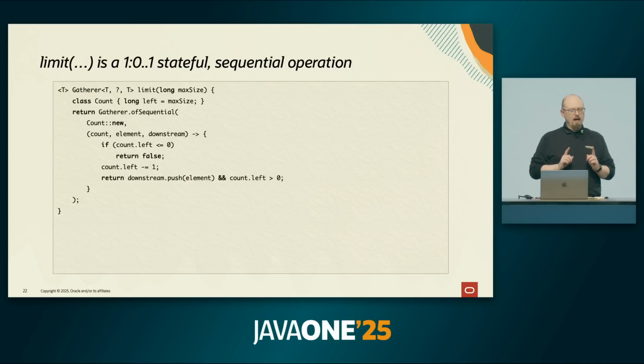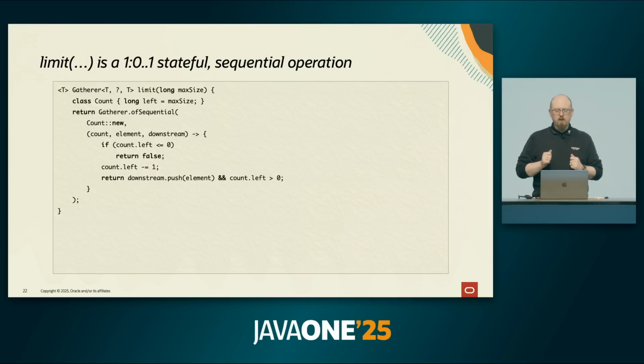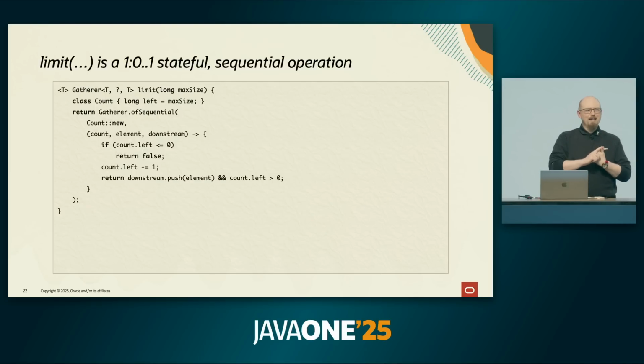And now we have to decide whether this operation is a sequential operation or not. Because remember, if we're not sequential and we're stateful, what does that mean? What counts are we keeping track of, and how would we merge the counts together? Limit is an inherently encounter-order operation, so it's a sequential operation. So in this case, our initializer, which is a supplier of some state, is calling new on the Count class that we created.